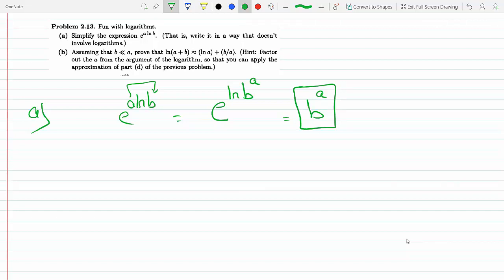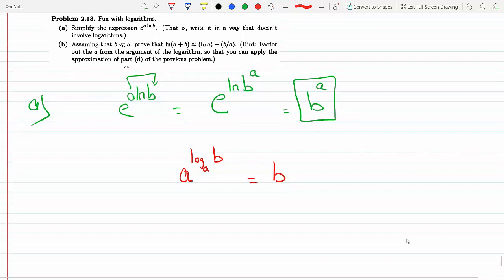Okay. Now, let me just say one thing. One of the properties of the logarithms: if I have log base a of some number b, the answer would just be b. This is what I'm trying to say.